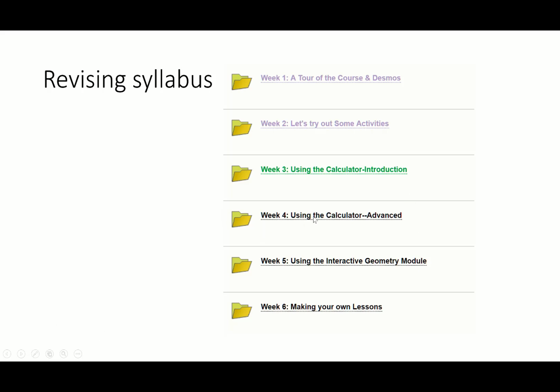So we're going to skip week 4 here. We're going to move week 5 up to week 4. And then in week 6, we're going to talk more about making your own lessons.